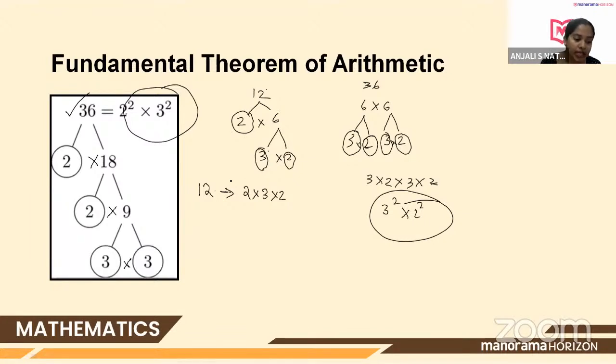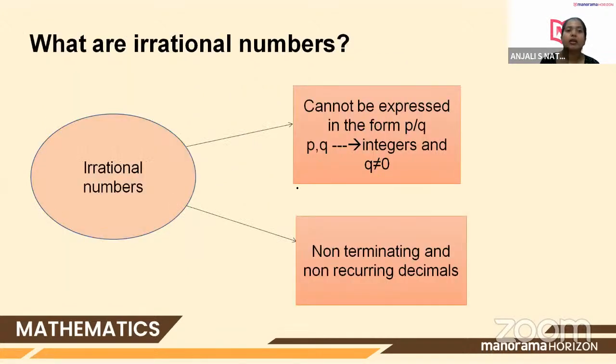That is, every integer greater than 1 can be represented uniquely as a product of prime numbers up to the order of factors. That is the fundamental theorem of arithmetic. Simply we can say every composite number can be factorized into prime numbers in a unique way. That's why it's called the unique factorization theorem or unique prime factorization theorem. Okay, so moving to the next.